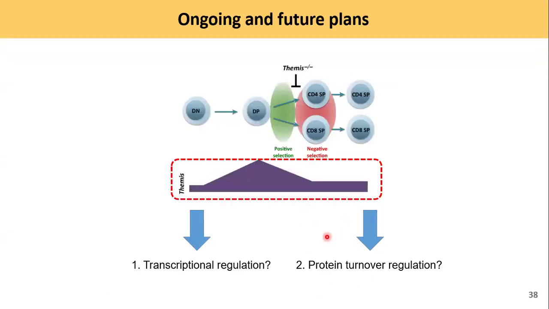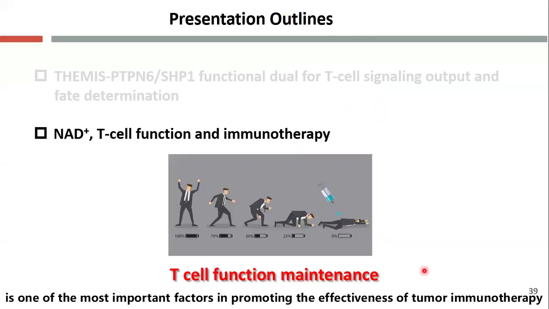Currently, we also noticed that the expression of CMIS is quite unique to T cells and also quite unique to the lineage of T cell development. It is only expressed at the double positive stage, and then it quickly goes down during the single positive stage. So there are two projects ongoing right now. We are very interested in deciphering the transcription regulation as well as the protein quality control of CMIS. So hopefully next time we can give you another update on this particular molecule.